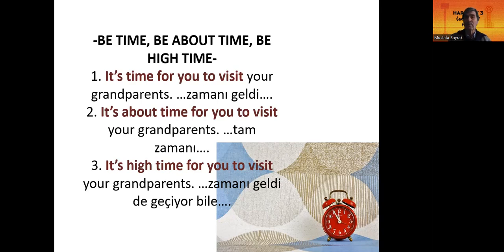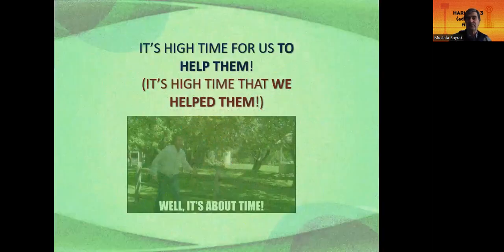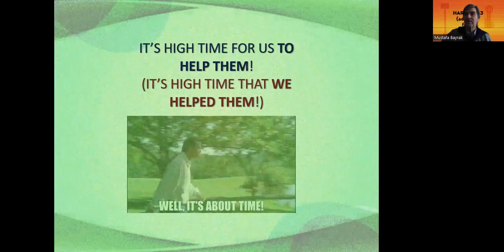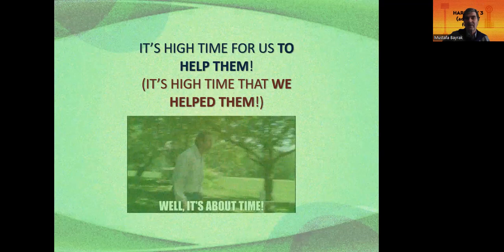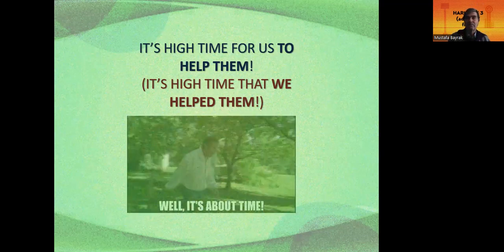It's so easy for you because you already know that it's time is enough. It's time for you to visit your grandparents. But now it's time to learn about about time and high time. And including, this is also a participle, for including this page. It's again about adjective clauses, a short form of saying them.